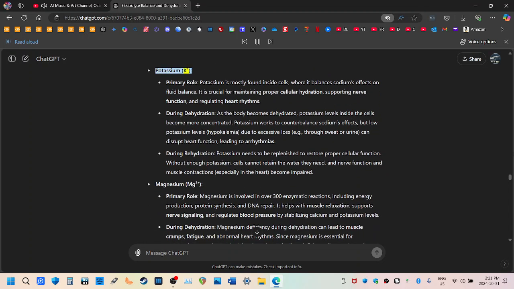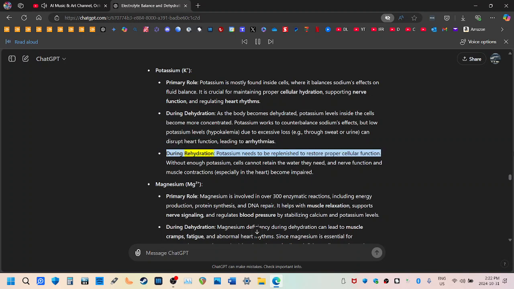Potassium, K. Primary role. Potassium is mostly found inside cells, where it balances sodium's effects on fluid balance. It is crucial for maintaining proper cellular hydration, supporting nerve function, and regulating heart rhythms. During dehydration, as the body becomes dehydrated, potassium levels inside the cells become more concentrated. Potassium works to counterbalance sodium's effects, but low potassium levels, hypokalemia, due to excessive loss, e.g., through sweat or urine, can disrupt heart function, leading to arrhythmias.